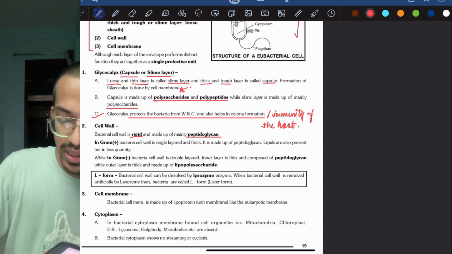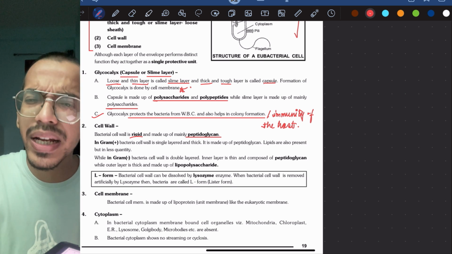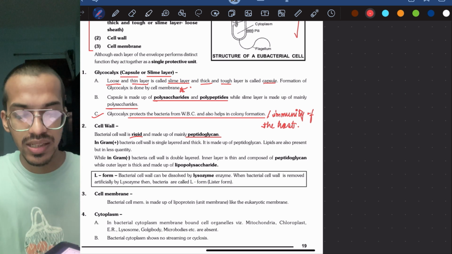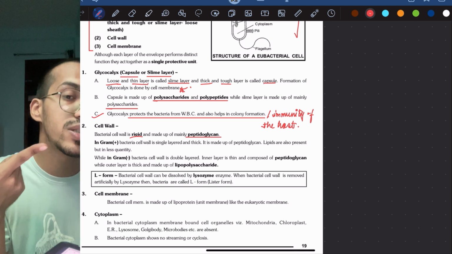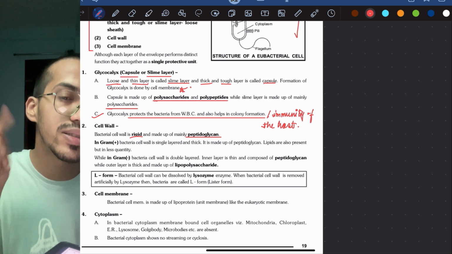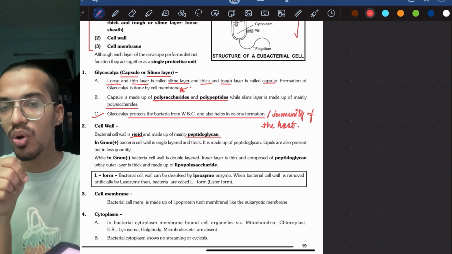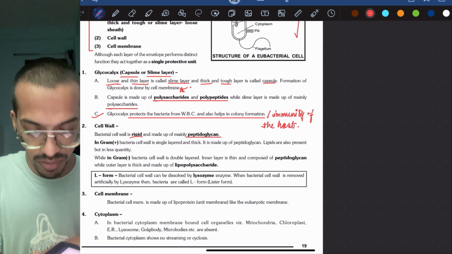Now here the concept of gram positive and gram negative occurs. We will learn about this characteristic later on. For now, just remember that there are two types of bacteria: gram positive and gram negative. Those which take the gram stain are called gram positive. Those which don't are called gram negative. We will learn the concept later in this topic only.